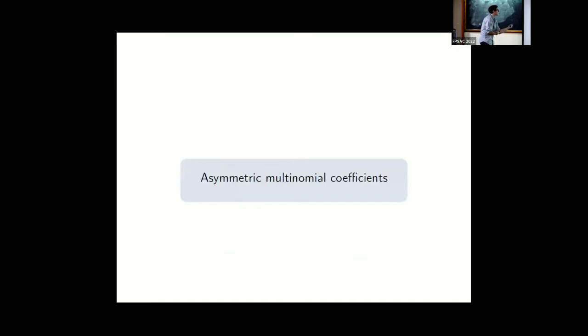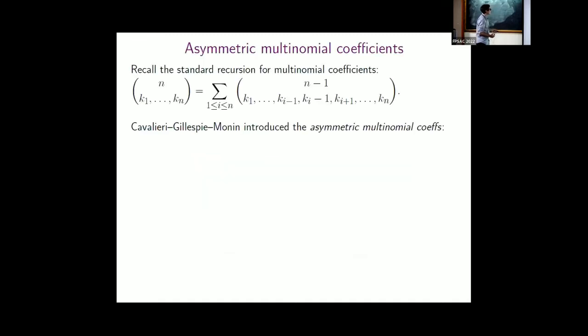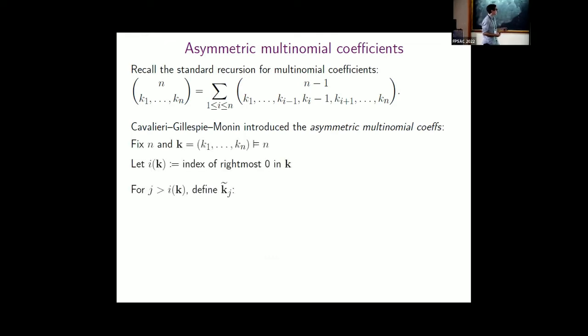So first, let me tell you about asymmetric multinomial coefficients. We all know and love the multinomial coefficients, and these have a really nice recursion where you subtract one from each of the parts. And Cavalieri, Gillespie, and Monin introduced the asymmetric multinomial coefficients defined by a similar recursion.